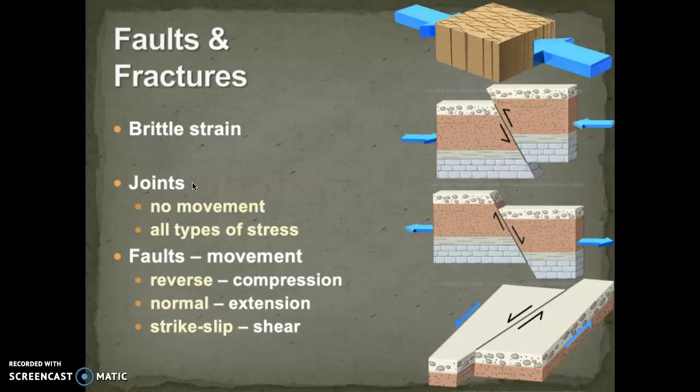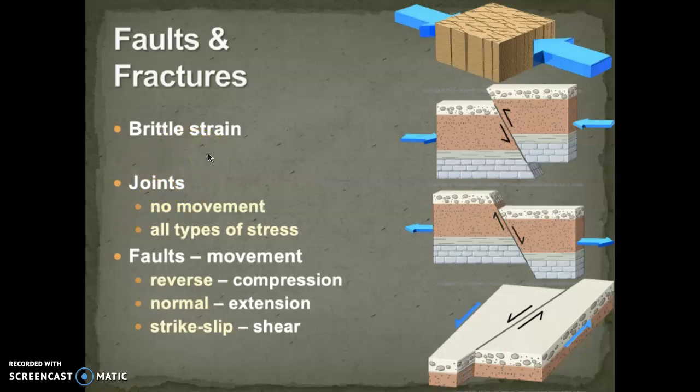And we have three types of fault that correspond with the three types of differential stress. So the second drawing from the top shows compression. The arrows are pointing toward each other. And you'll notice that one side of the fault has moved up and over the other side of the fault. And that is what we call a reverse fault.